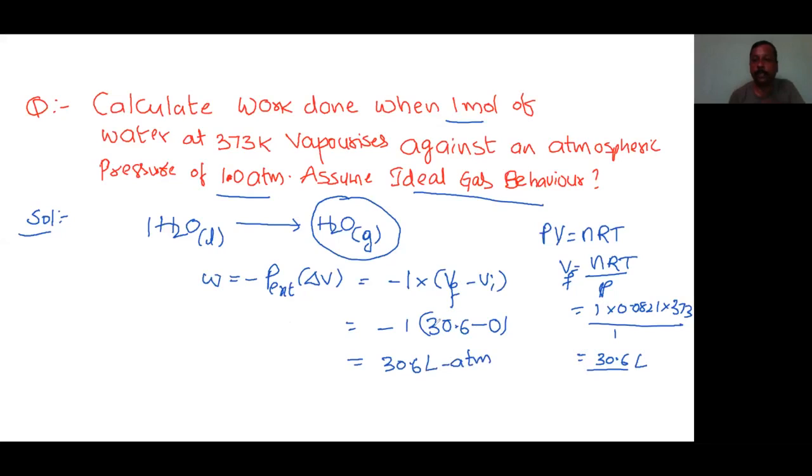If the option happens to be in joules, what you have to do? 30.6 into 101.3, then the answer will be in joules. Note down this.